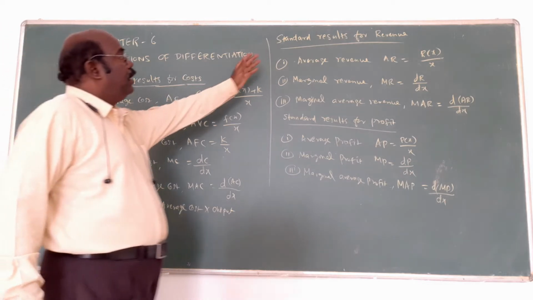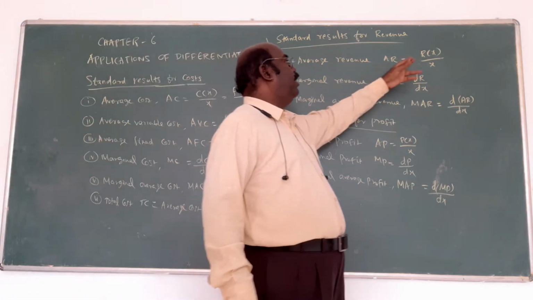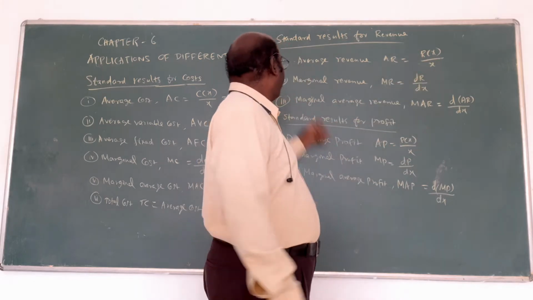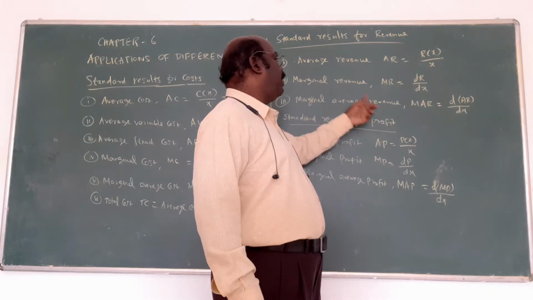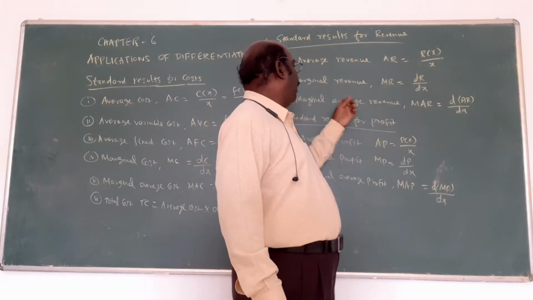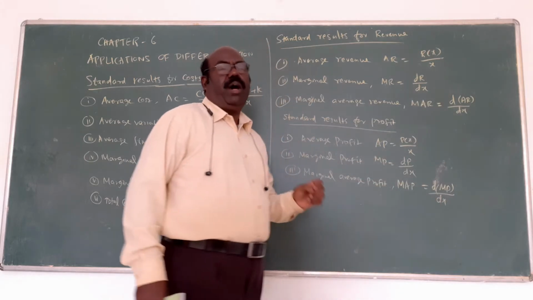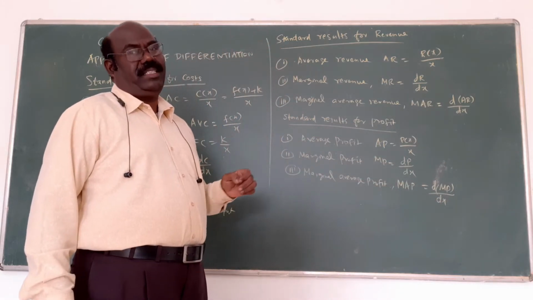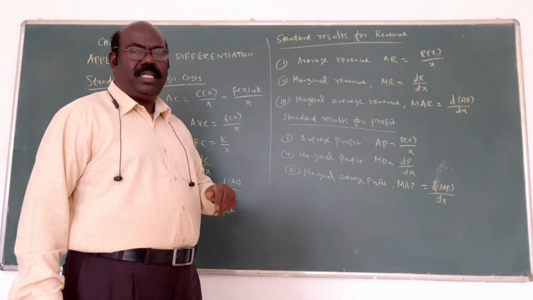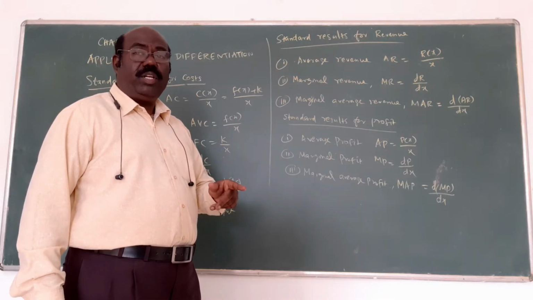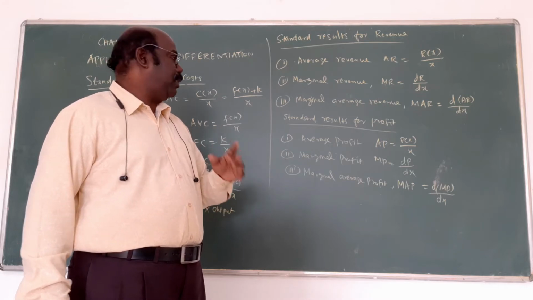In the same way, standard results for revenue. Average revenue means AR, that is R by x. Marginal revenue means R is differentiated with respect to x. Marginal average revenue means first find the average revenue, AR, then differentiate with respect to x. Marginal means you want to differentiate with respect to x. Marginal cost means that the cost is differentiated with respect to x. Marginal revenue means the revenue is differentiated with respect to x.